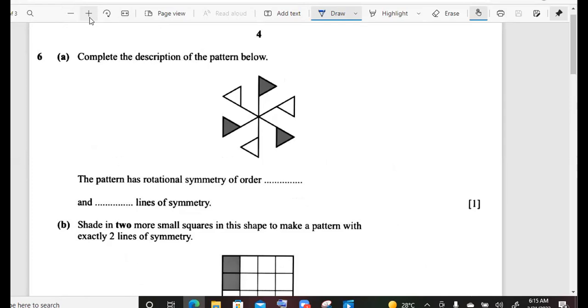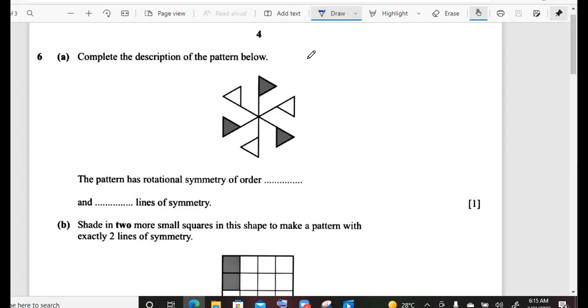Okay. What exactly is the question? It says, complete the description of the pattern below. Yes, you need to mute your mic. Okay. It says, the pattern has rotational symmetry of order dash and dash lines of symmetry.